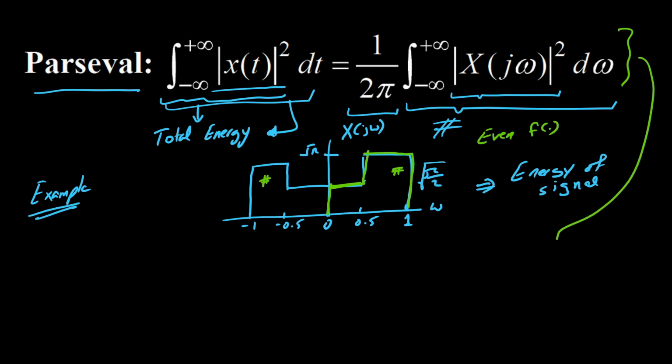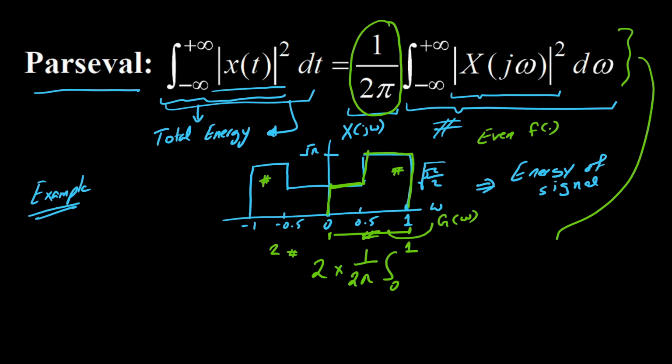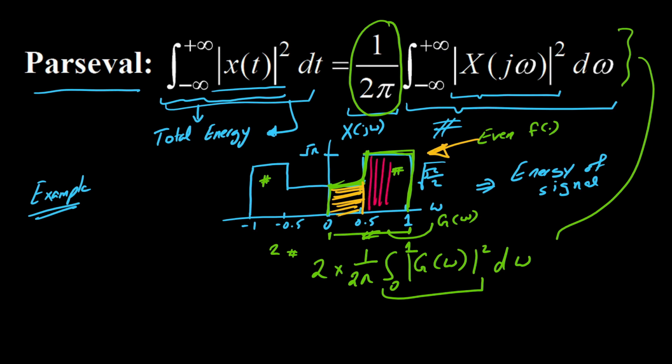So hence we can convert this into an integration from 0, starting from here until 1, and then multiply it with 2. So we have 2 times this function, that is 1 over 2 pi, and integration from 0 to 1. And let me call this function, the one in green, as g of omega, which is just this right sided signal. So this is g of omega, and we need to take the square of it, d omega. So this is a simple thing to solve. We know that we can find the area of this function by dividing it into two blocks. So the first block is this one, the yellow block, and the second block is the bigger block.